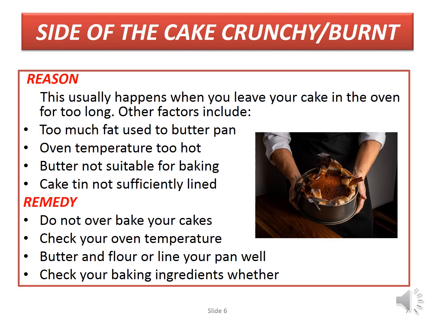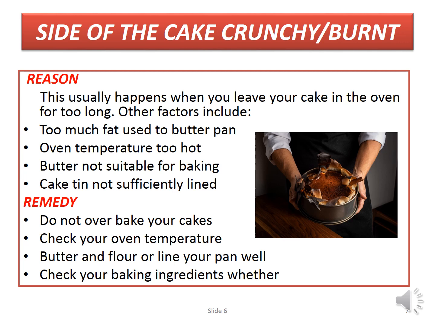Sometimes when you bake the cake, you will find that the sides of the cake get burnt. They become crunchy. This generally happens when you leave the cake in the oven for a longer time. If you have to bake for 30 or 40 minutes, but you keep that cake in the oven for about 50 minutes, even if you have switched off the oven, but it is lying for a longer time in the hot oven, then also such kind of fault can occur.